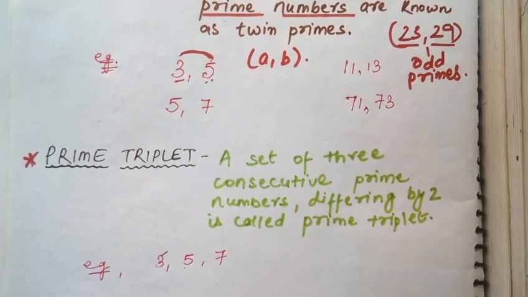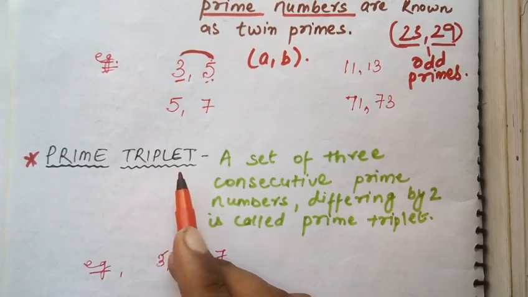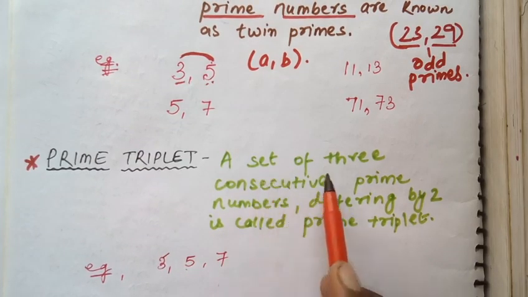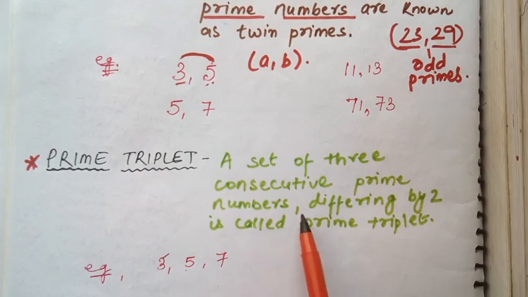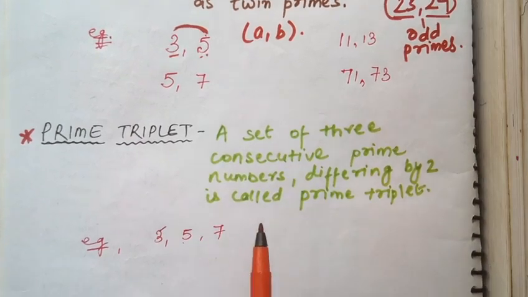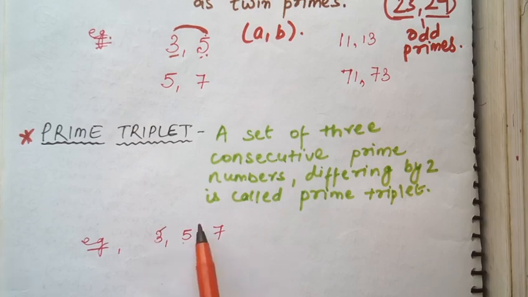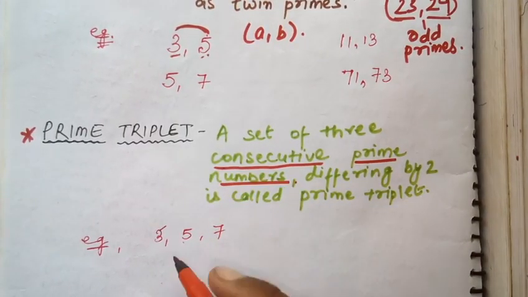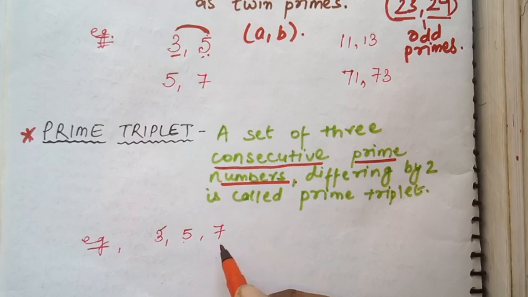Students, the next definition that we have to study is of prime triplet. A set of three consecutive prime numbers differing by 2 is called a prime triplet. We can have its example 3, 5 and 7. We know that 3, 5, 7 are consecutive prime numbers, and they differ by 2: 5 minus 3 equals 2 and 7 minus 5 equals 2.